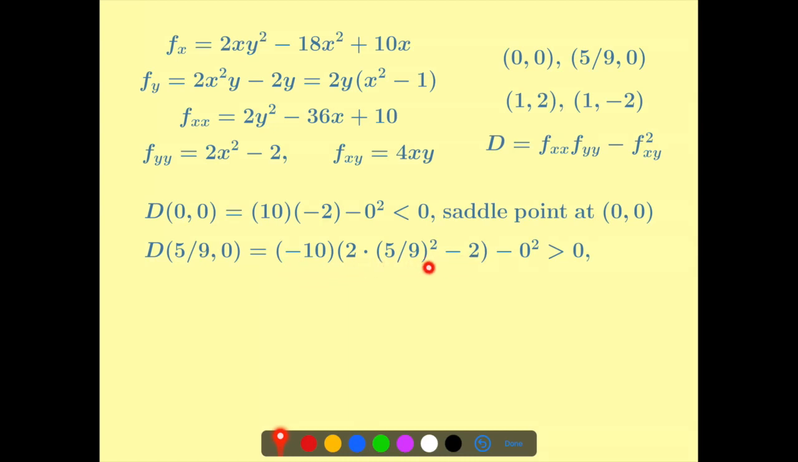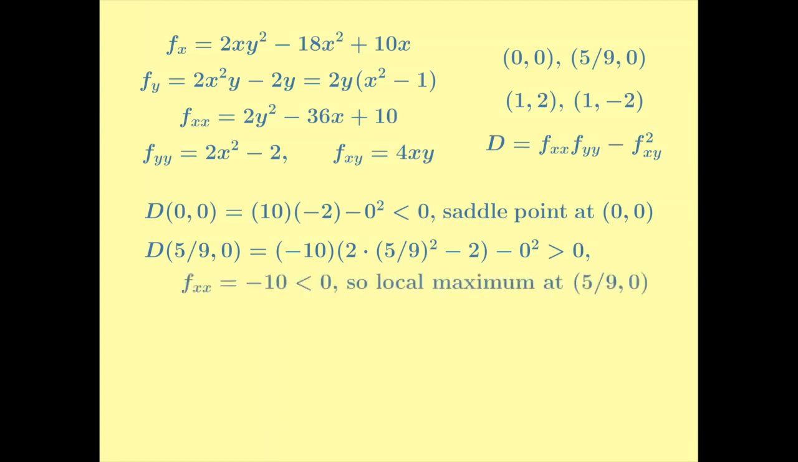We have a product of 2 negative numbers, and so that makes this positive, and whenever D is positive, that means we have a local maximum or a local minimum. We look at the derivative with respect to x twice to see which one it is, and that was minus 10. That's where this minus 10 came from. That is negative, which means that the graph in the x direction is going to be concave down, and so we're going to have a local maximum at 5/9, 0.